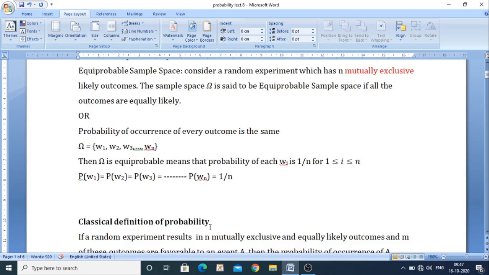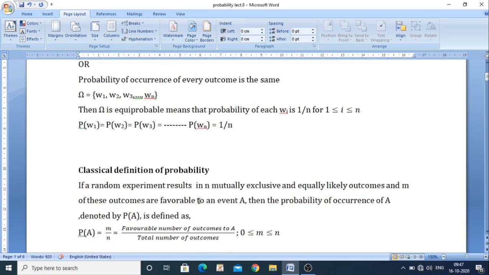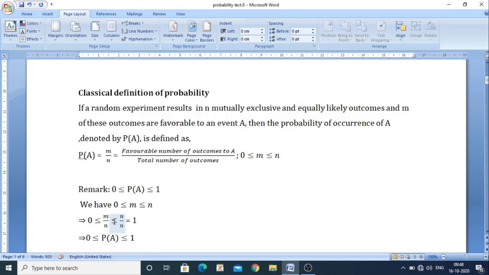Now let us see the classical definition of probability. If a random experiment results in n mutually exclusive and equally likely outcomes, and m of these outcomes are favorable to an event A, then the probability of occurrence of A, denoted by P(A), is defined as P(A) = m/n, that is equal to the number of outcomes favorable to A divided by the total number of outcomes. Here 0 ≤ m ≤ n. Now see the definition, this is the classical definition.